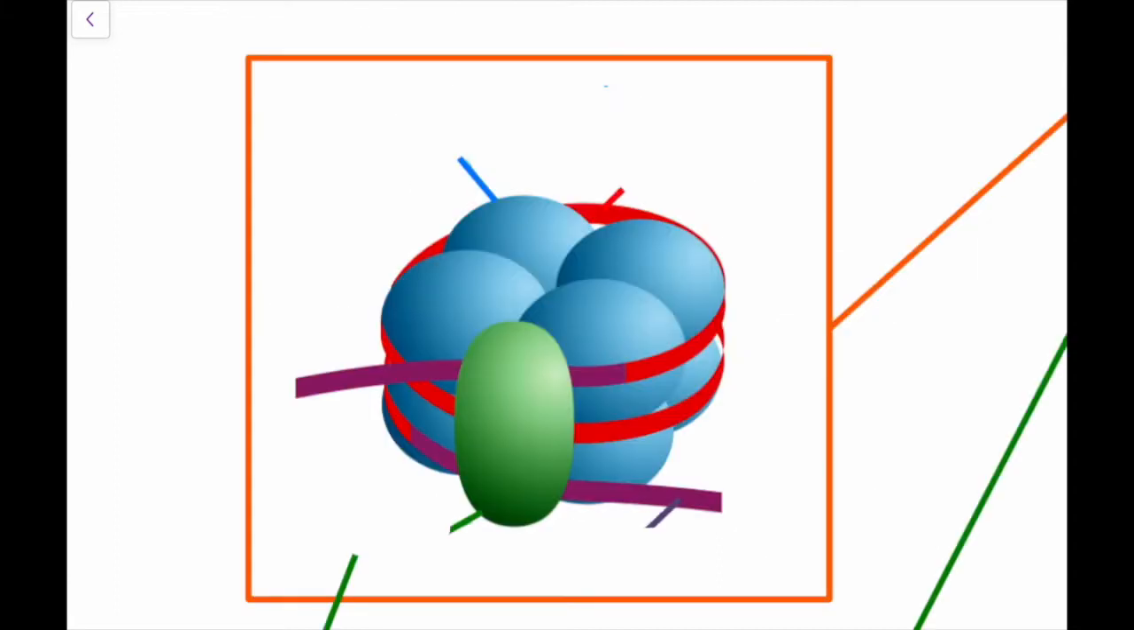So here's our nucleosome structure, and you can see that we've got 1, 2, 3, 4, 5, 6, and behind it's the same thing. We've got basically 8 balls. And so these are 8 histone proteins.